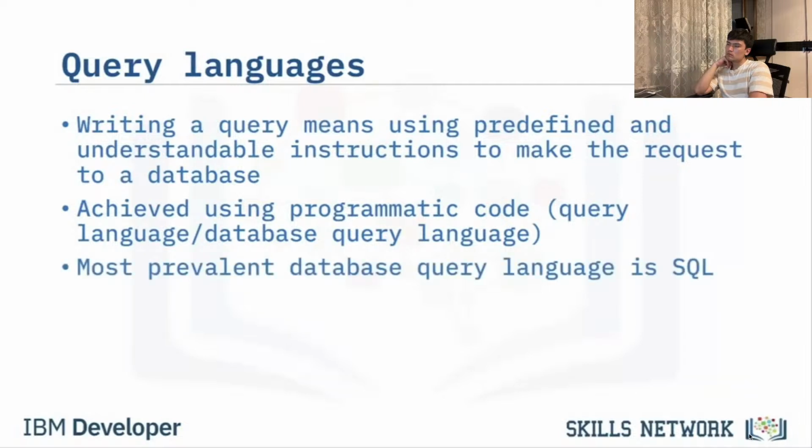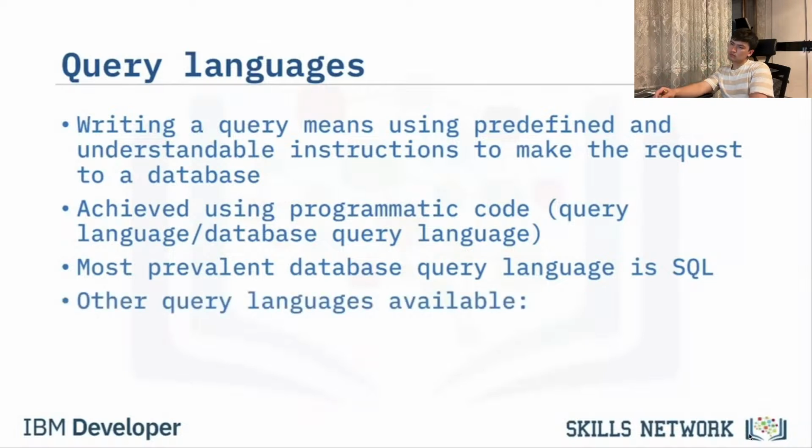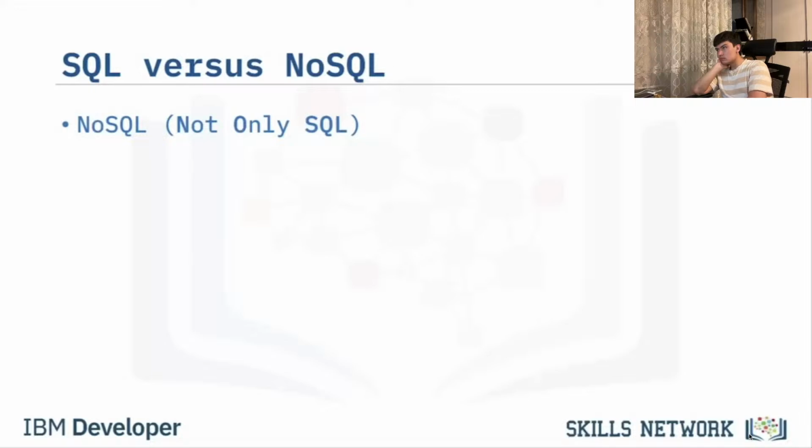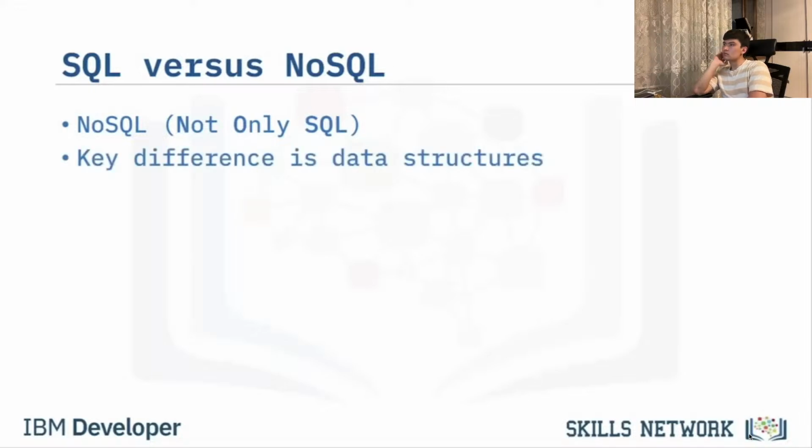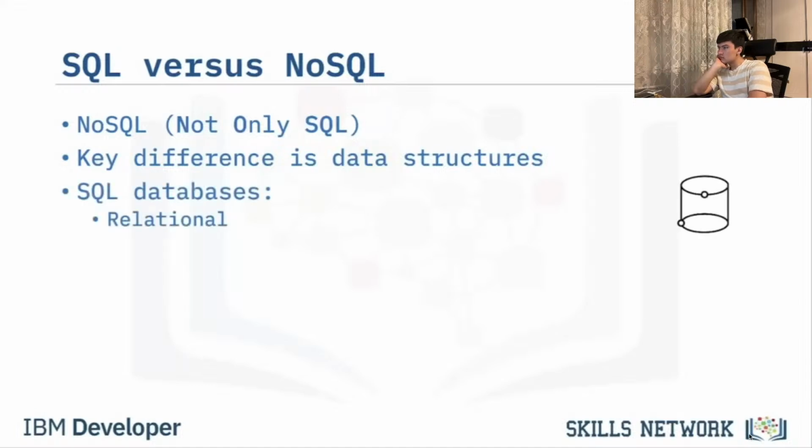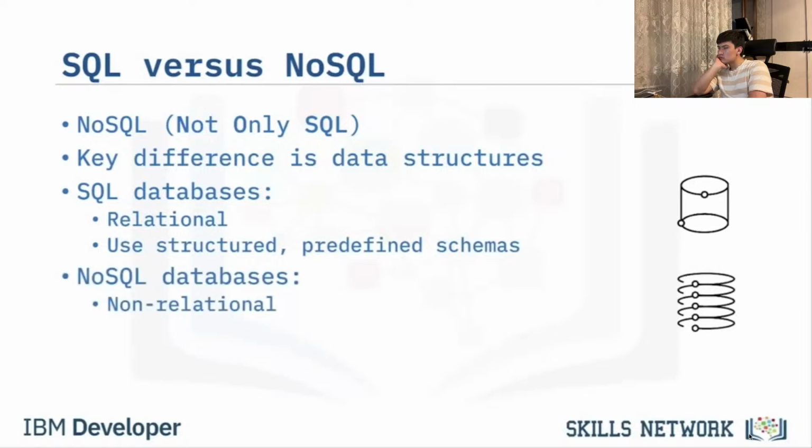By far the most prevalent query language for database queries and database management is SQL. However, there are other query languages available, such as AQL, CQL, Datalog, and DMX. In addition to SQL databases, there is another type of database called NoSQL, which stands for Not Only SQL. The key difference between these two types of databases is their data structures. While SQL databases are relational and use structured, predefined schemas, NoSQL databases are non-relational in nature and have dynamic schemas for unstructured data.